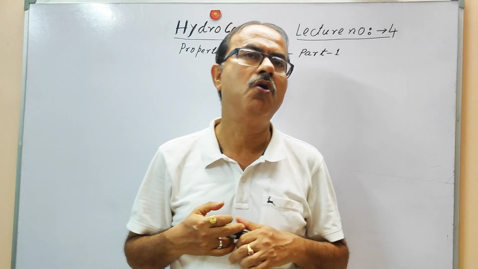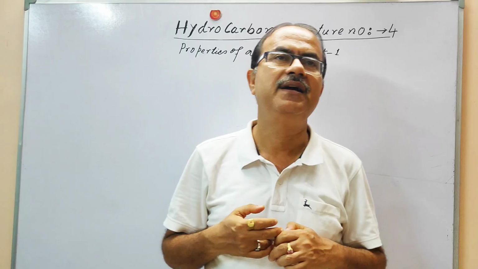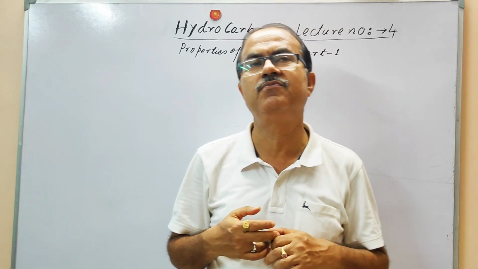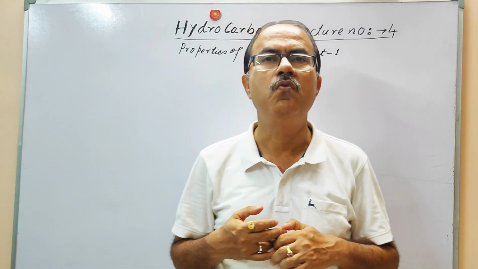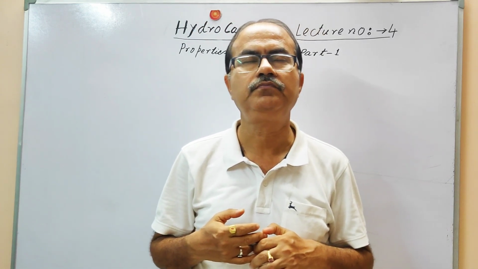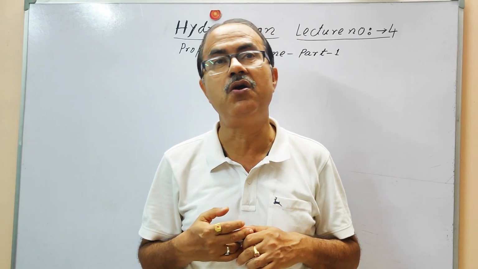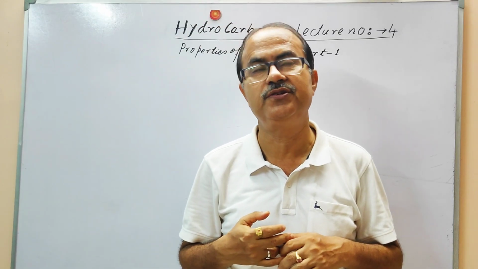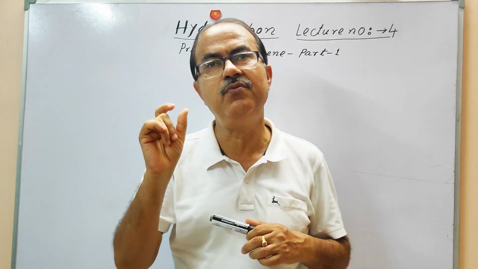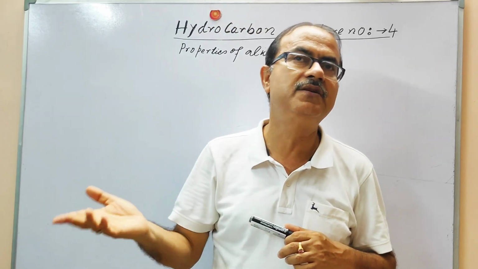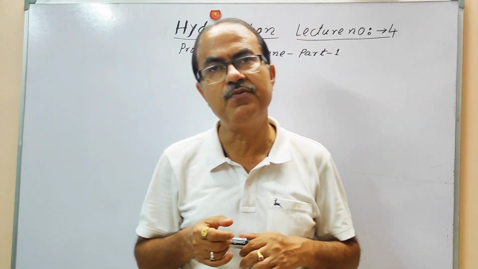And the boiling points of the alkene, as with the alkane, increase as we increase the molecular size. It is observed that with the addition of one CH2 group in the chain, there is an increase of 20 to 30 Kelvin in the boiling point. So these are all the physical properties.